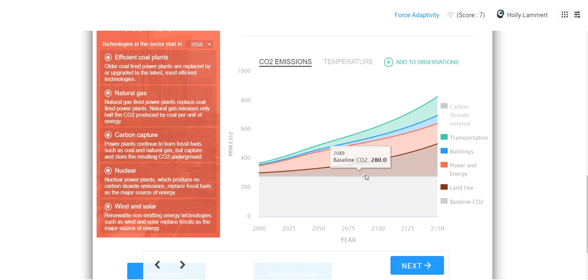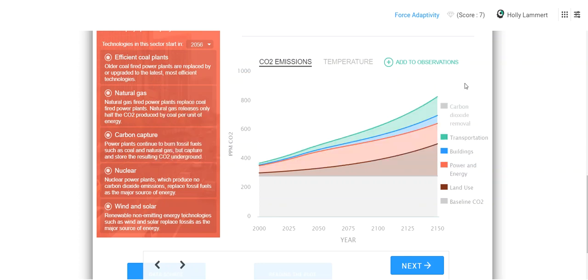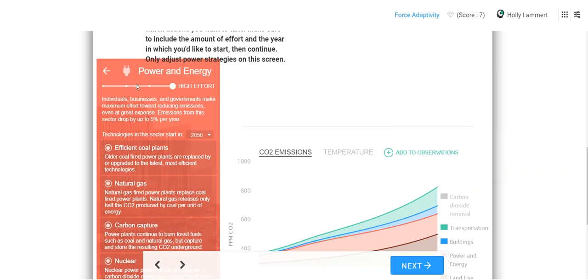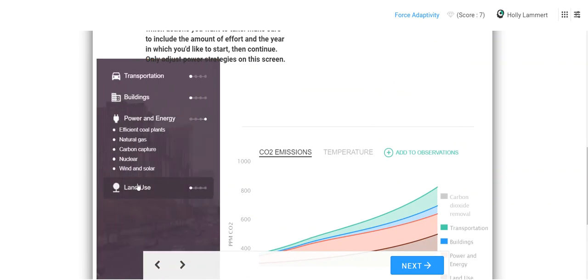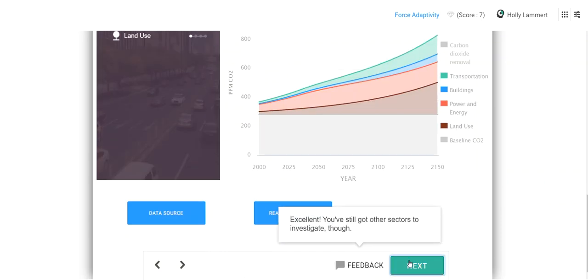So how do we reduce and find the most efficient way to use energy? Wind and solar. And that brings it down even more. That's cool. So as you can add these to your observations, I would start typing in some of these different technologies before you add it and how much effect it's going to have.